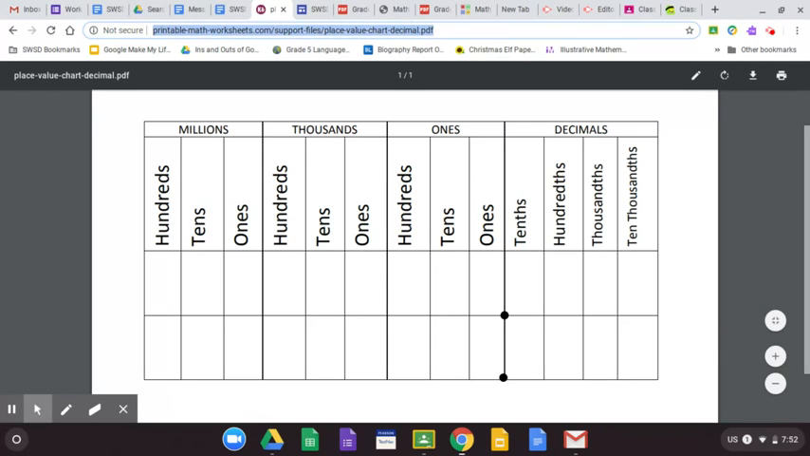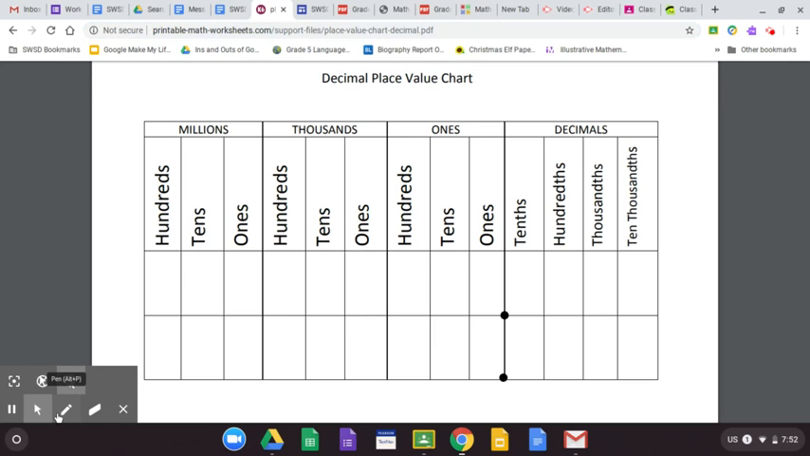Today we're working on decimal place values. This is the last skill that we were working on before we left. So we actually did place values and then we did rounding. So here's a place value chart. It's there for you if you need to use it. Some students needed to use it, some students did not.